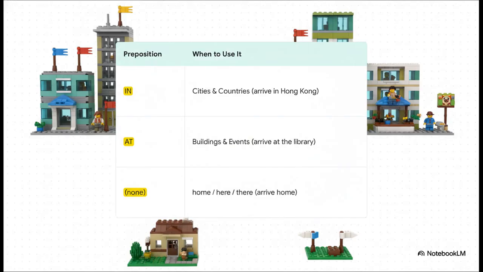Even a tricky verb like arrive plays by these same basic rules. You arrive in a big enclosed area, like a city. You arrive at a specific point, like a building. And what's really interesting is that for general ideas like home or here, you just drop the preposition altogether.